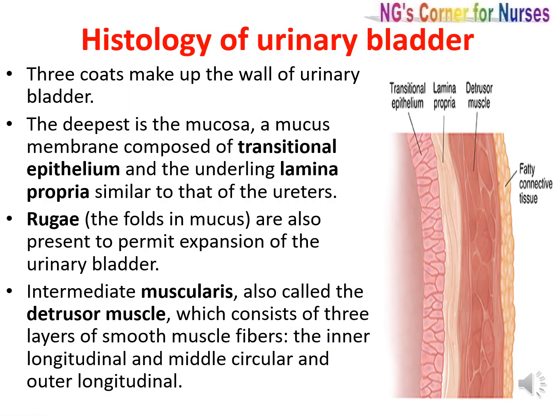Next, histology of the urinary bladder. There are three coats that make up the wall of the urinary bladder. The deepest is the mucosa, a mucous membrane composed of transitional epithelium and the underlying lamina propria, similar to that of the ureters. Rugae, the folds in mucosa, are also present to permit expansion of the urinary bladder. And the intermediate muscularis, also called the detrusor muscle, consists of three layers of smooth muscle fibers: the inner longitudinal, middle circular and outer longitudinal.